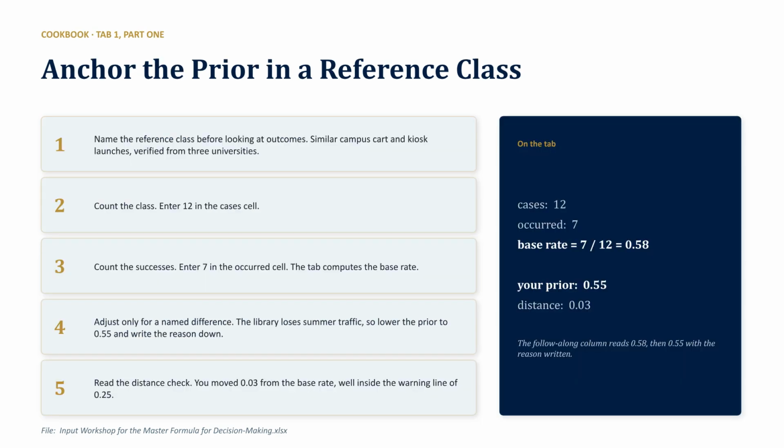For Tab 1, we anchor the prior. Do not guess. Identify a reference class of similar past cases. Count them, count the successes, and compute the base rate. Adjust only for specific, named differences. Document these steps to ensure your prior is built on evidence, rather than a mood.